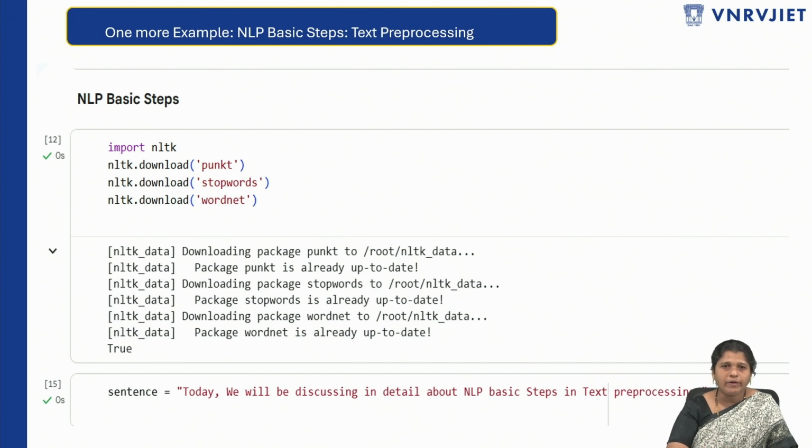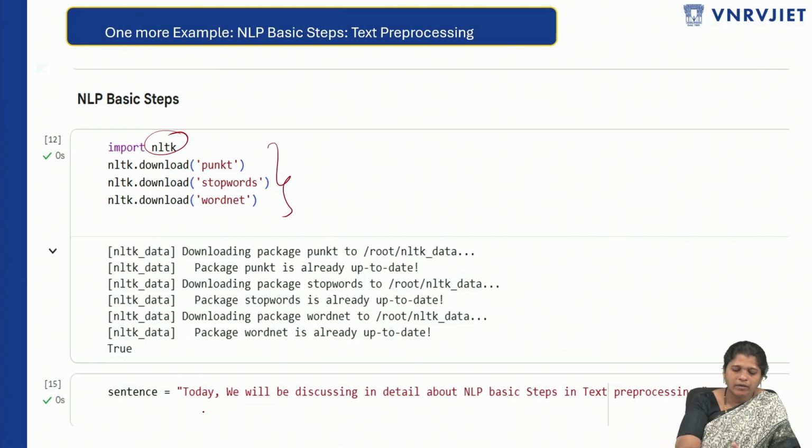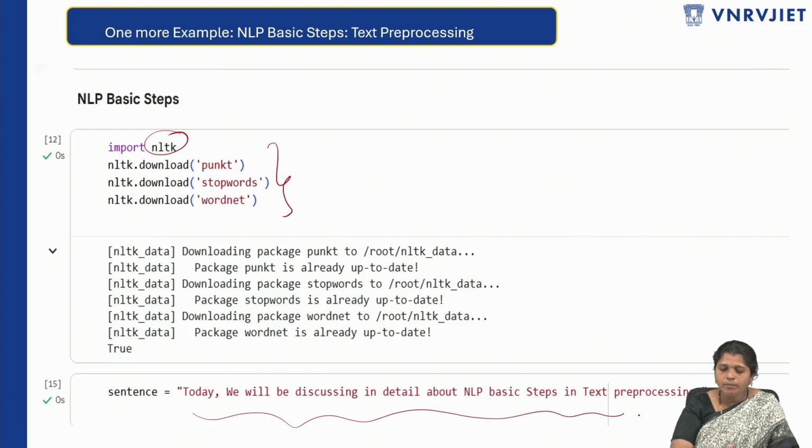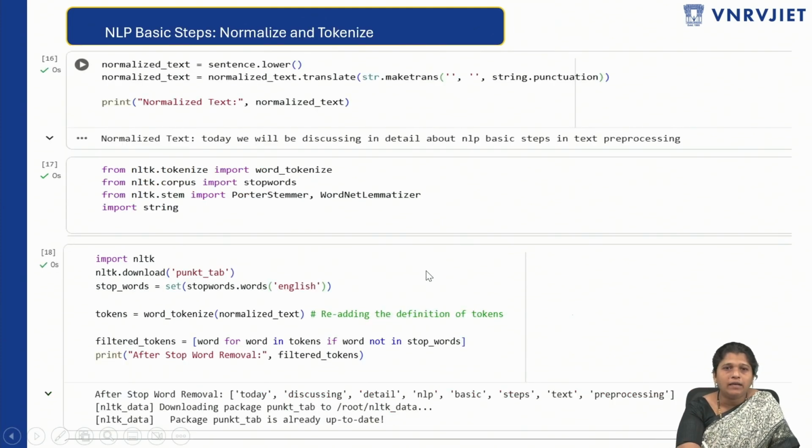Next, I have one more example which I have run in Colab, where we can import NLTK and download the punctuation, stop words and WordNet resources. We can directly import and download them from Python, Jupyter or any Colab. I have given the input sentence: "Today we will be discussing in detail about NLP basic steps in text pre-processing," followed by full stop, comma and so on. I have summarized this in one Python file.